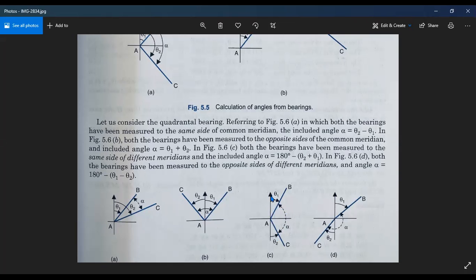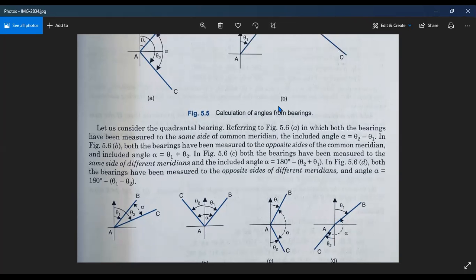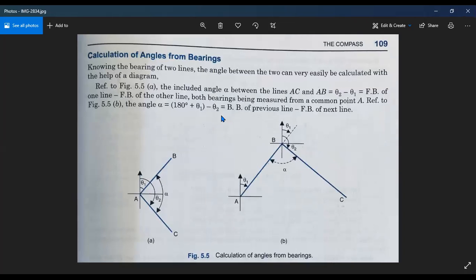You can see here 180 degrees, this north south line. From 180 degrees, if you deduct theta 1 and theta 2, alpha will remain. Now look at figure 4. Theta 1 and theta 2 are the bearings of two lines. To get the included angle here, 180 degrees plus theta 2 minus theta 1, if you do, you will get the included angle. That will give you the included angle between the two lines. So this is about calculation of angles from bearings, whenever the bearings are given to you.